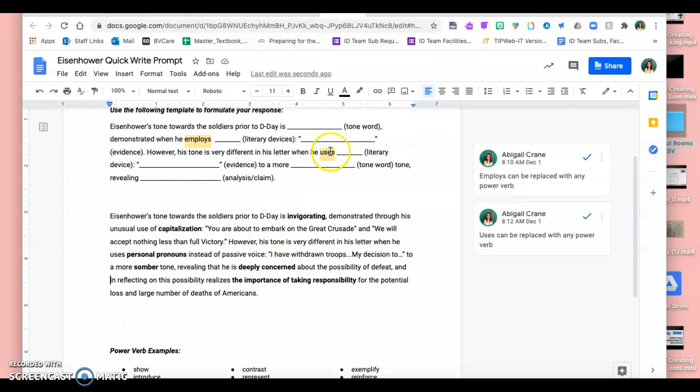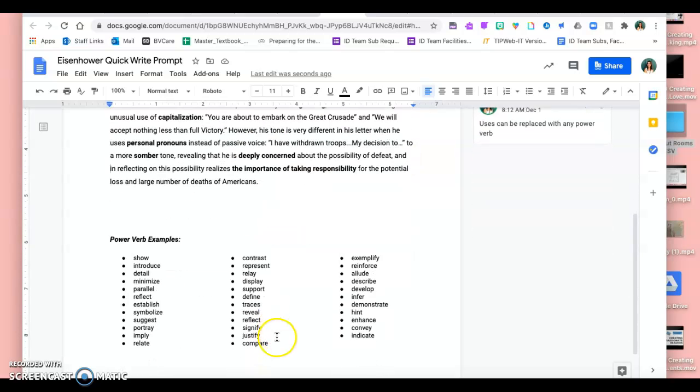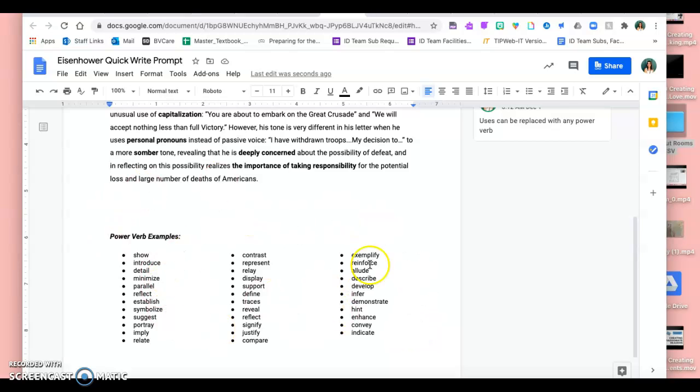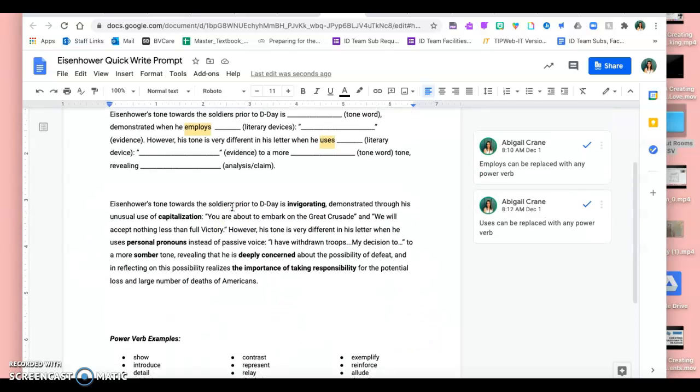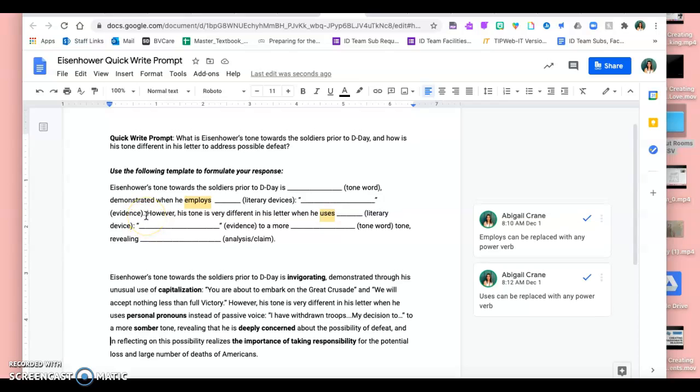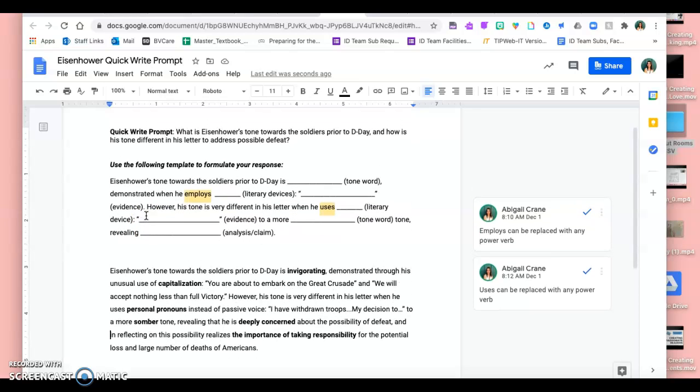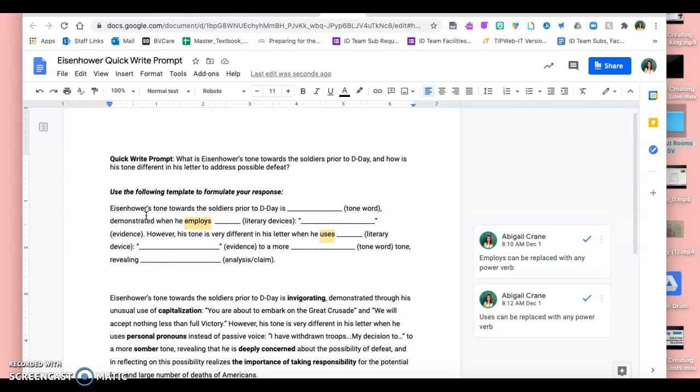Note that verbs like uses and employs can be replaced with a number of power verbs, so you may provide that list to students as well. I recommend students turn this in on Canvas, and I would use this as some good formative assessment. How well are my students writing literary analysis up to this point?